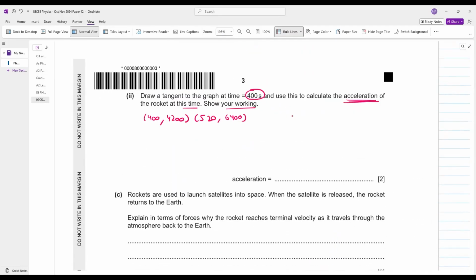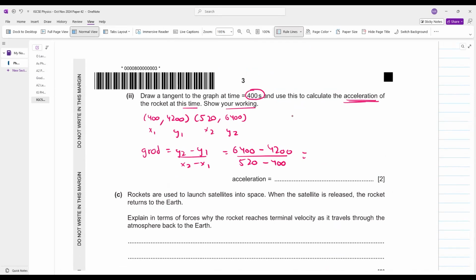Very easy. This is x1, this is y1, this is x2, this is y2. How will you calculate the gradient? Gradient is equal to y2 minus y1 over x2 minus x1. What is the value of y2? 6,400. What is the value of y1? 4,200. What is the value of x2? 520. What is the value of x1? 400. Can you calculate the gradient and consequently can you calculate the acceleration?